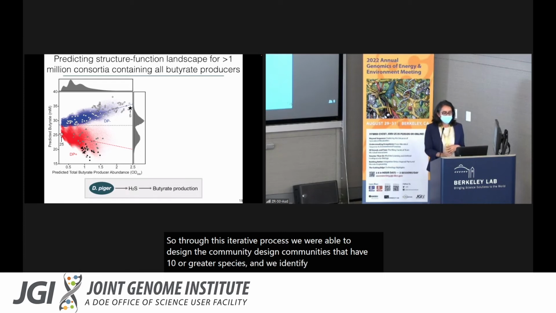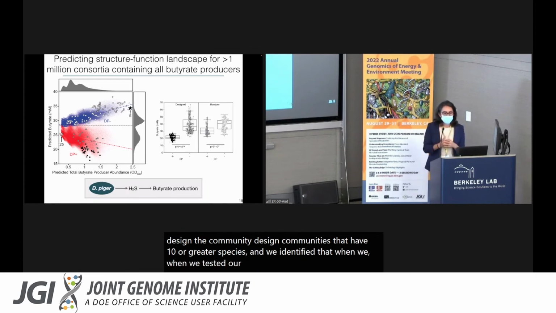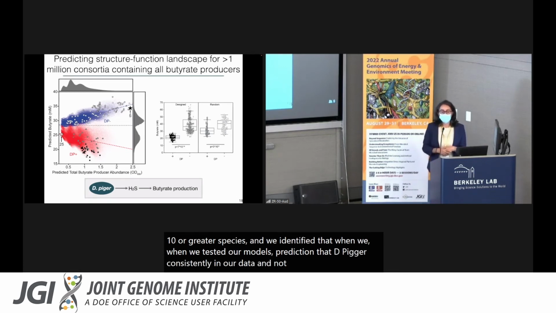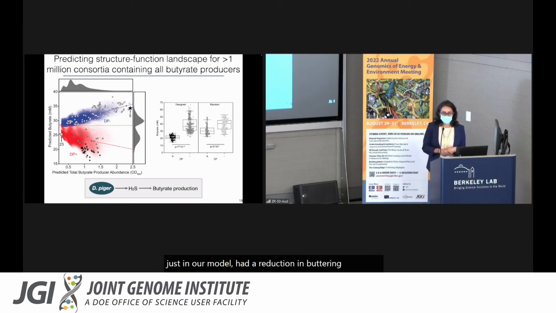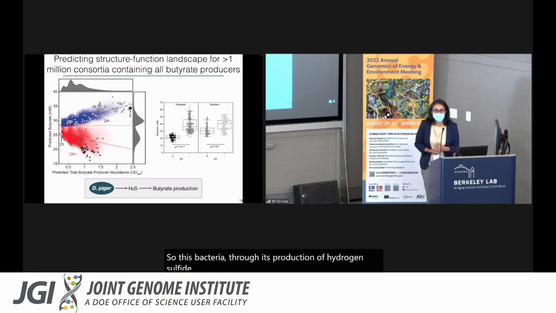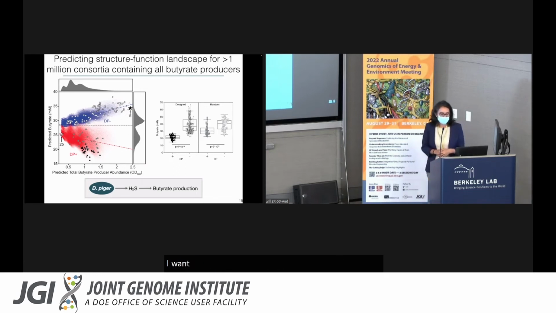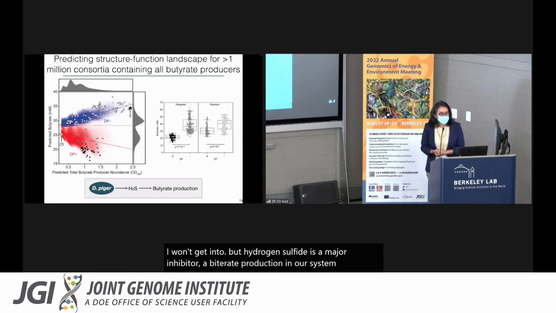And we identified that when we tested our model's prediction, D. piger consistently, in our data and not just in our model, had a reduction in butyrate concentration. So this bacteria, through its production of hydrogen sulfide, is inhibiting butyrate. We demonstrated this with experiments I won't get into, but hydrogen sulfide is a major inhibitor of butyrate production in our system. So our model was able to forecast the role of this species, Desulfovibrio piger.